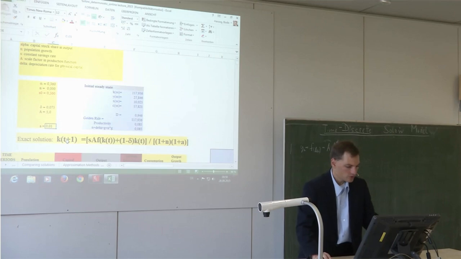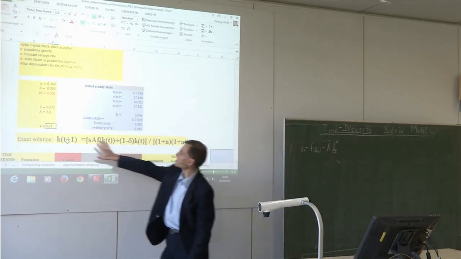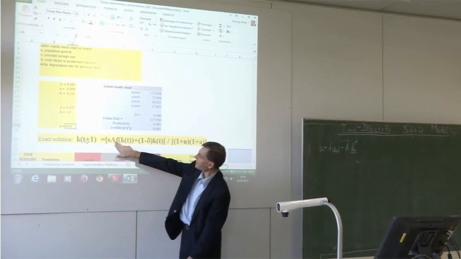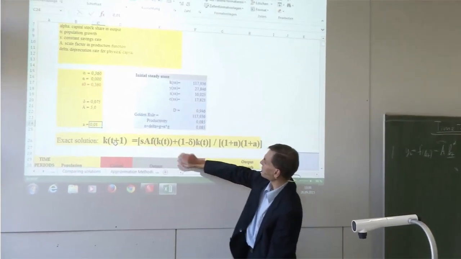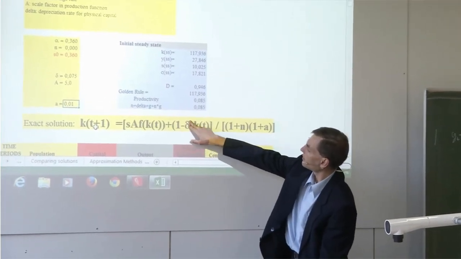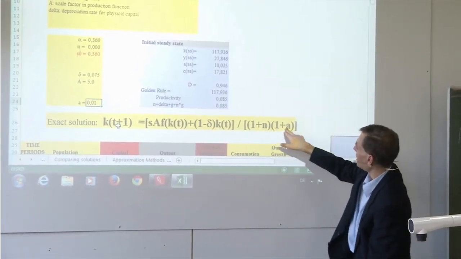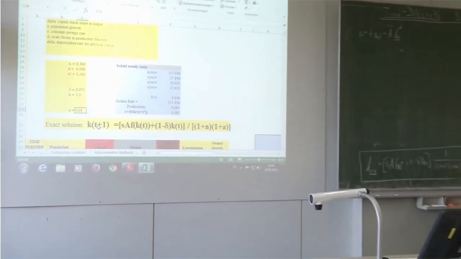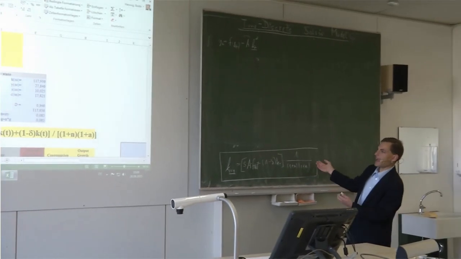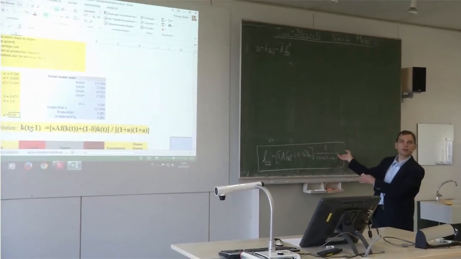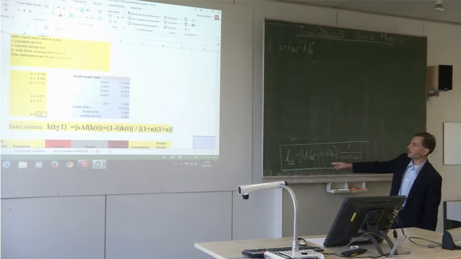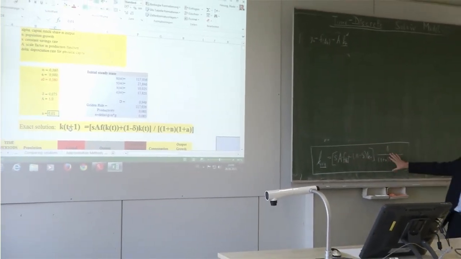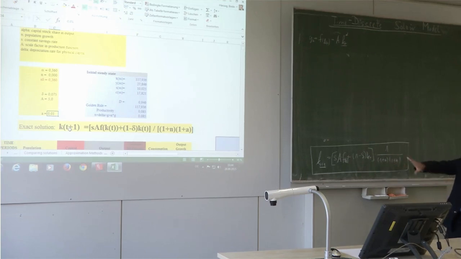So now, what you have to do, first of all, is take a look at this formula. This formula is the capital stock in t plus 1, which is saving times A times the production function per capita plus 1 minus delta times k, divided by 1 plus a, 1 plus n. If you compare this again with the equation we derived 5 minutes ago, that's my s times A production function, the depreciation term divided by 1 plus a, 1 plus n. That's the same.